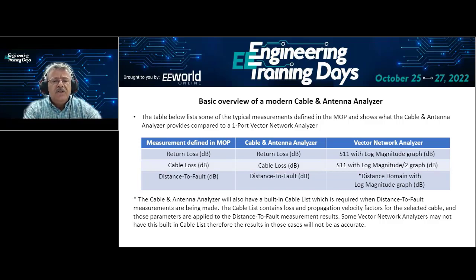So when you're doing distance to fault, you need to select the cable from the cable list, and then the cable loss factor and the propagation velocity factors of the cable get applied to that distance to fault measurement so that it gives you an accurate distance and an accurate amplitude. Vector network analyzers, most of them don't actually have this. So in that case, you're going to have a bit of a challenge getting more accurate results with the vector network analyzer. Both types of instruments have the ability for the user to do a manual setting for cable loss and propagation velocity, but it's a 1-point cable loss and a 1-point propagation velocity, so it's not quite as good as being able to use the list.